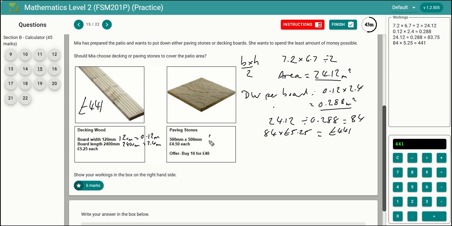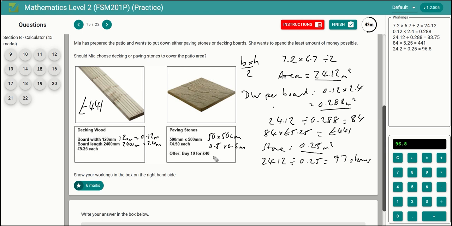500 times 500, that is 50 centimeters by 50 centimeters. So that is 0.5 times by 0.5 meters. Now 0.5 times 0.5 is 0.25. Feel free to use the calculator if you want. So what we need to do is work out how many 0.25s go into 24.12. So 24.12 divided by 0.25 is what? That is 96.8, but we're not going to buy 0.8 of a stone, so let's call that 97 stones.